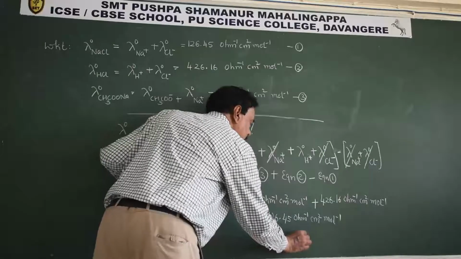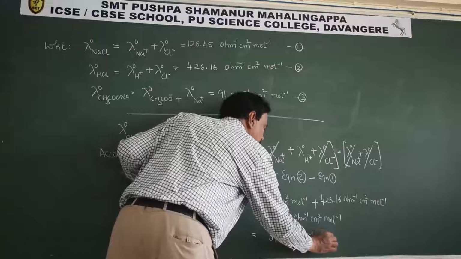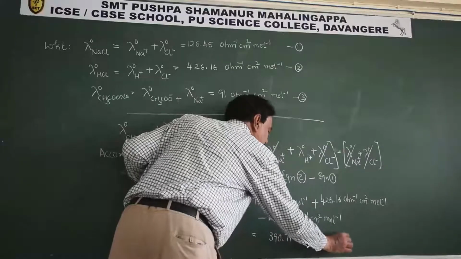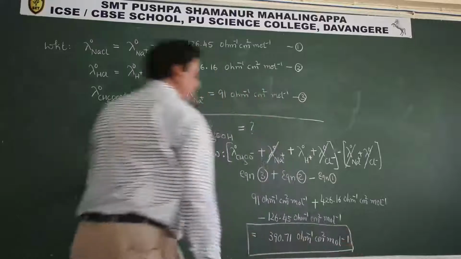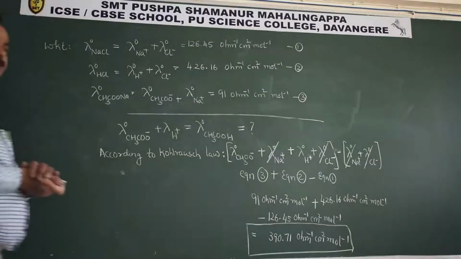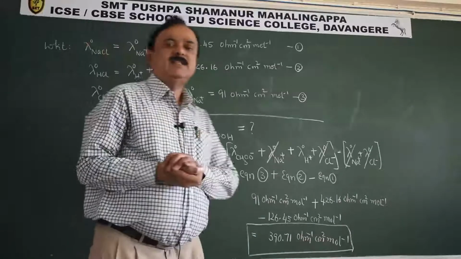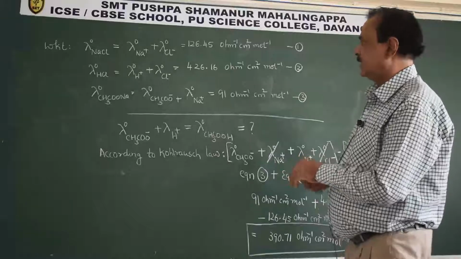390.71 Siemens per ohm square centimeter per mole. This is your answer. For board exam preparation, if they ask this problem, you have to solve it using this method. This is the application of Kohlrausch's law.